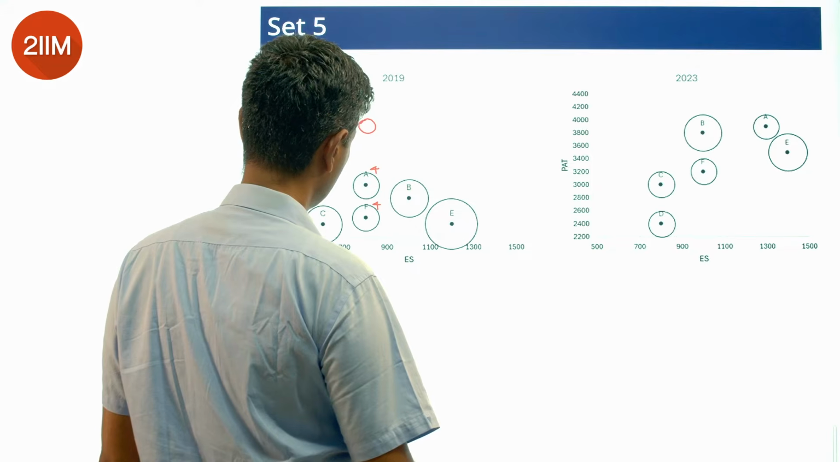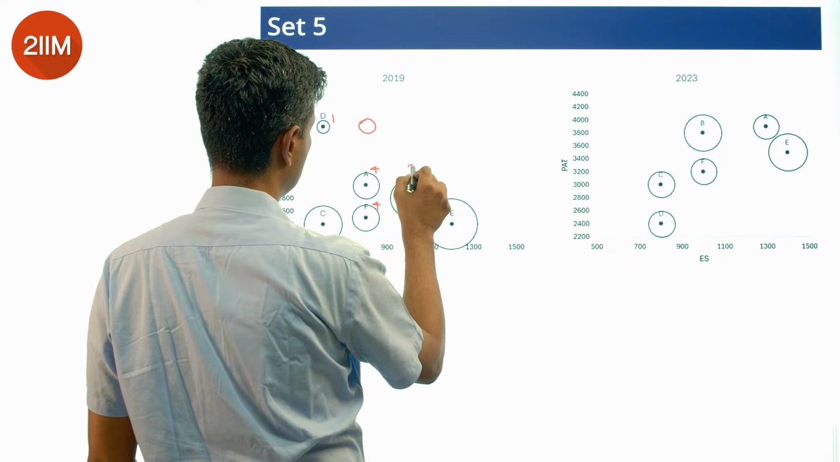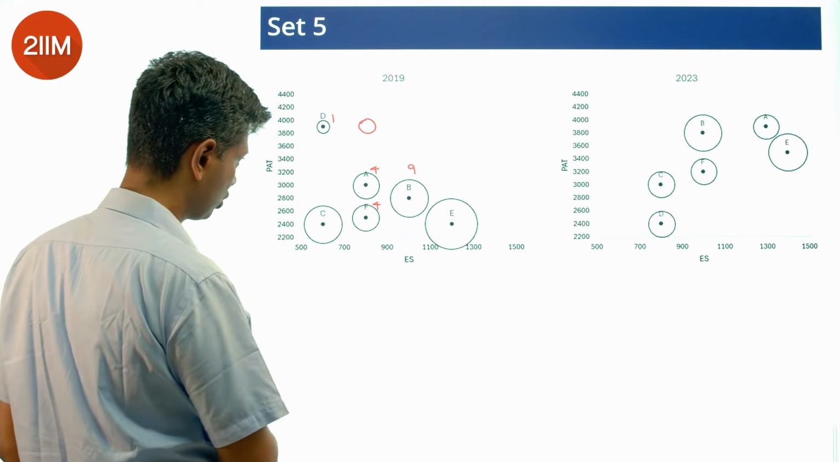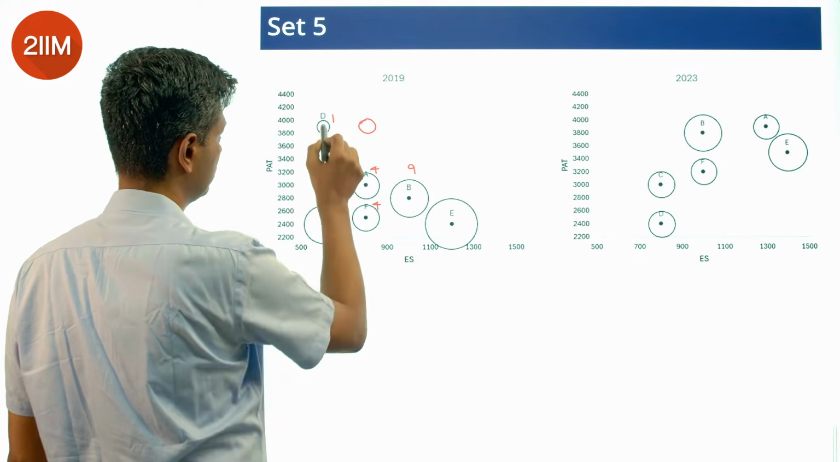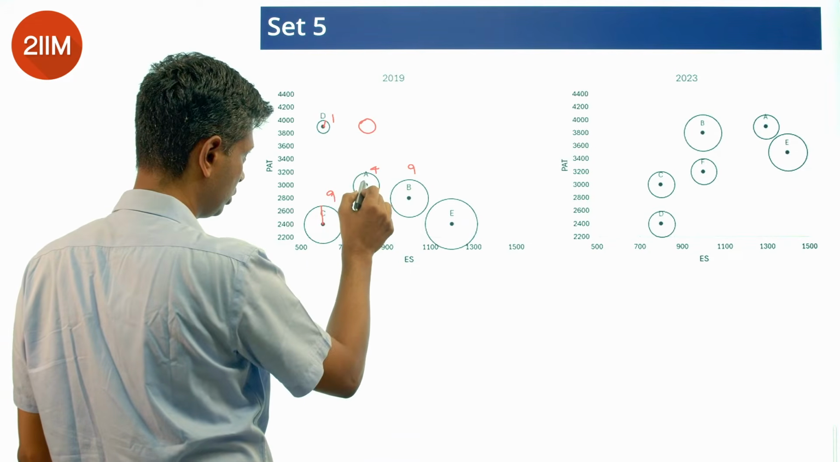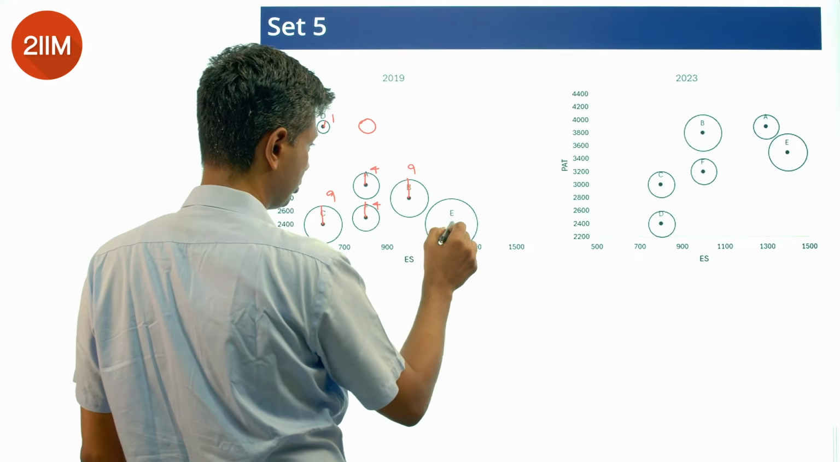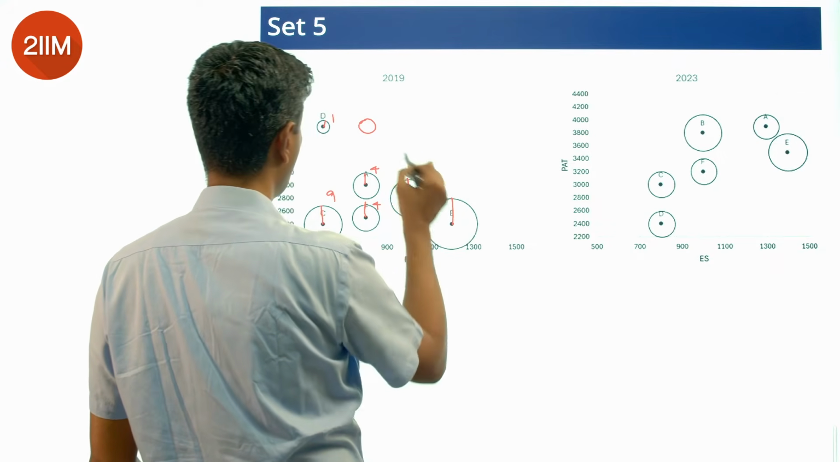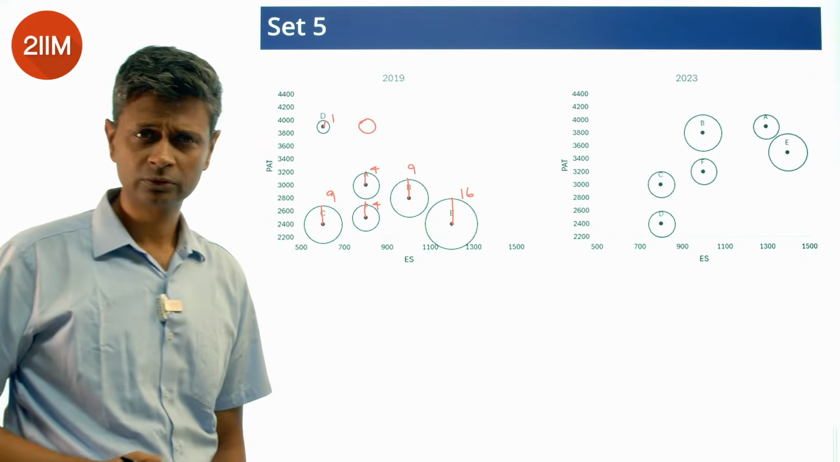B is thrice that radius, 9. C is thrice that radius, 9. 1.5 times. This is half times, 1.5 times, 1 time, 1 time, 1.5 times. This is 2 times, 4 times the radius, 16. Nice.